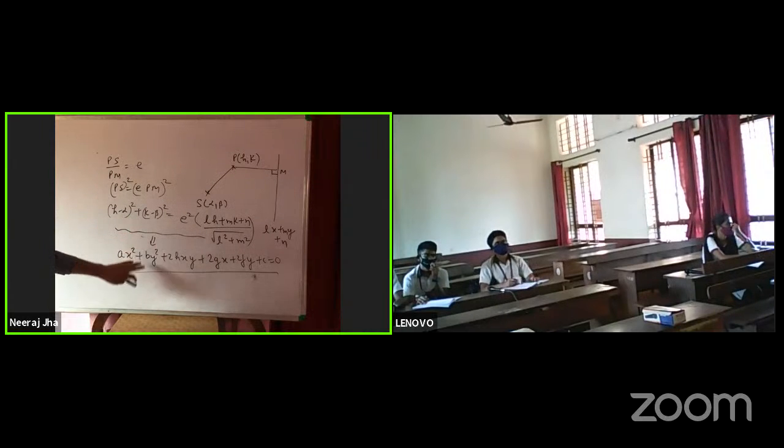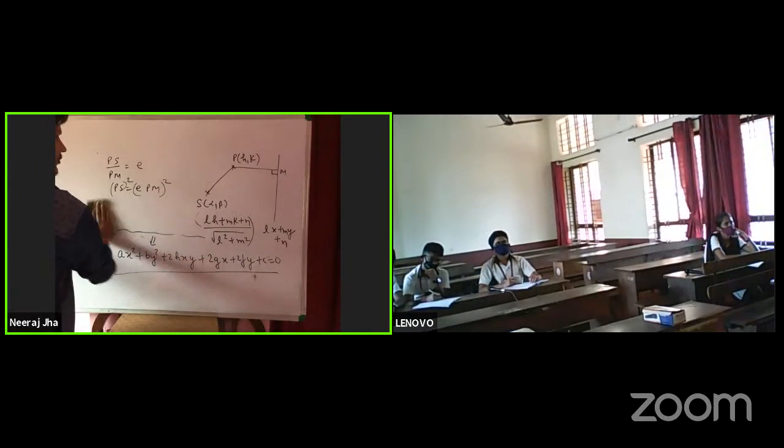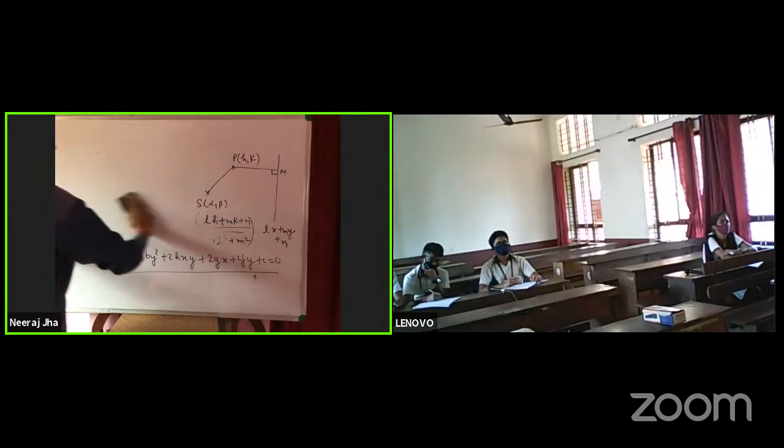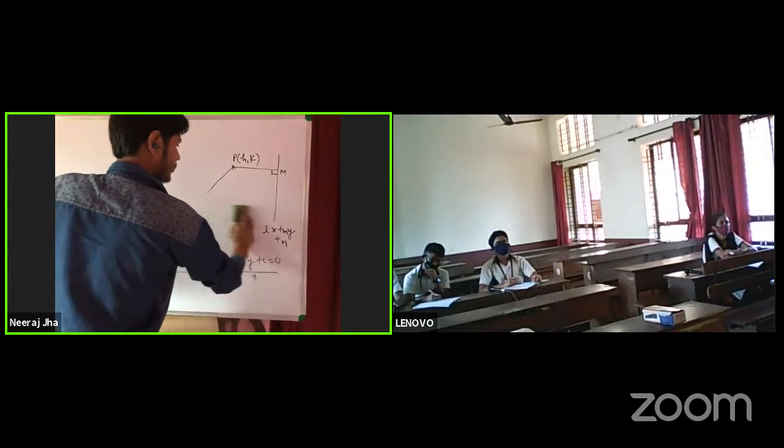Delta is something else over here. I'll just tell you what delta is, and I need to erase the first point. This is very easy; even if you don't write it, no problem. It was just for the explanation part. Just start from this one. This will be the general equation of the conic.